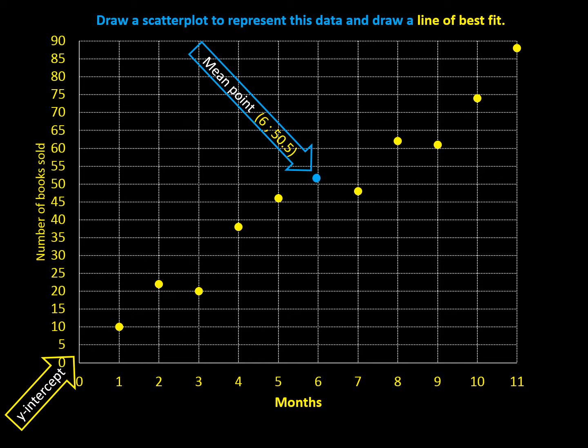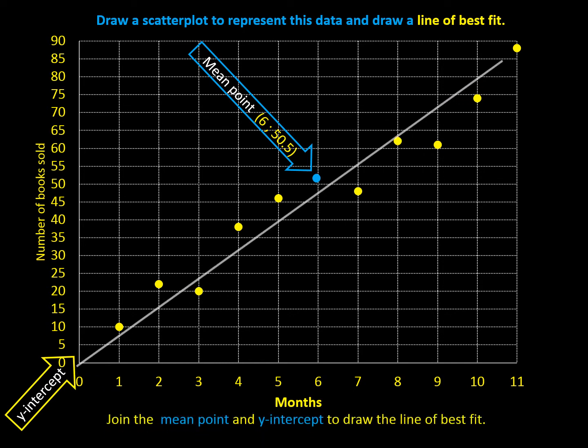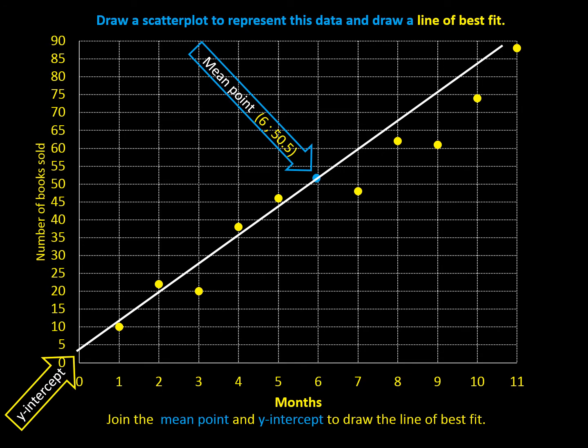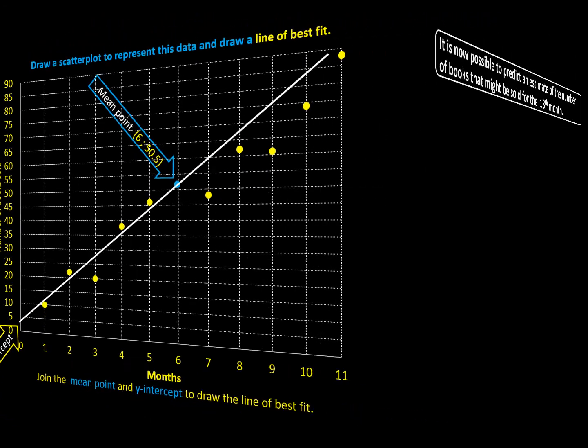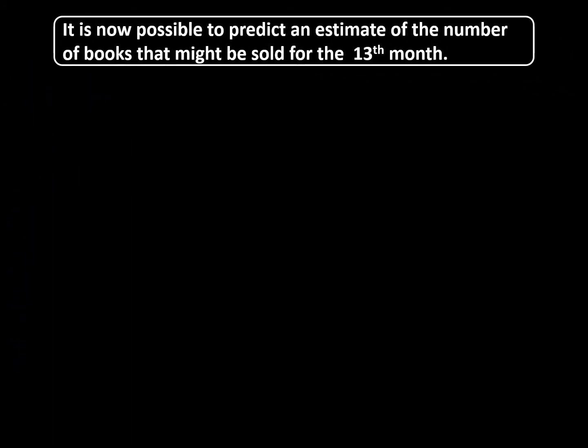So you draw the line of best fit. Now, that is the answer. Join the mean point and the y-intercept.